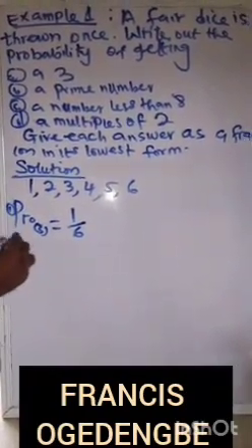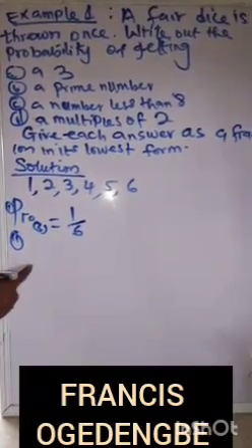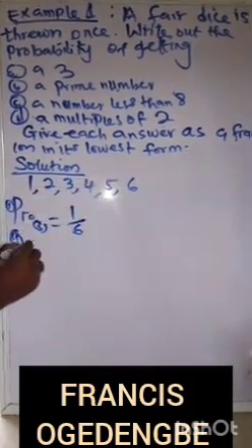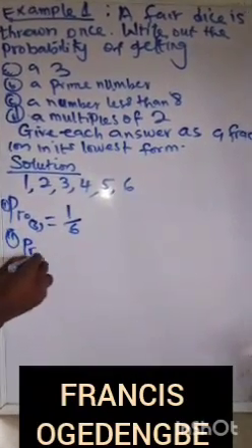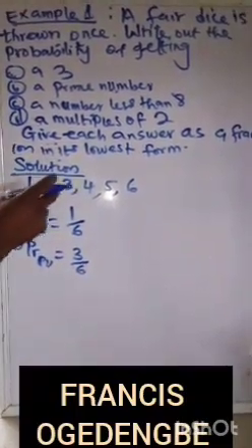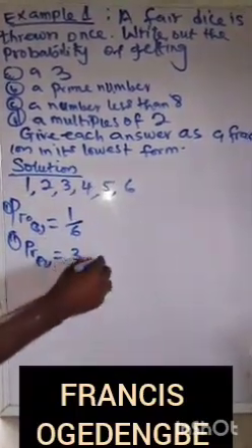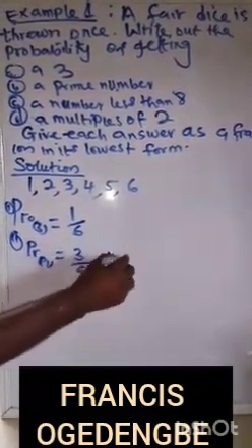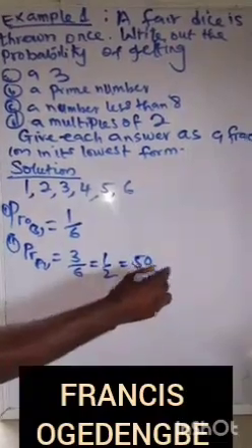The probability of getting a prime number. Prime numbers, we have 2, we have 3, we have 5. Probability of a prime number is equal to 3/6 because there are 3 numbers here: 1, 2, 3. And in the lowest form now, we have 1/2, giving us a 50% probability.